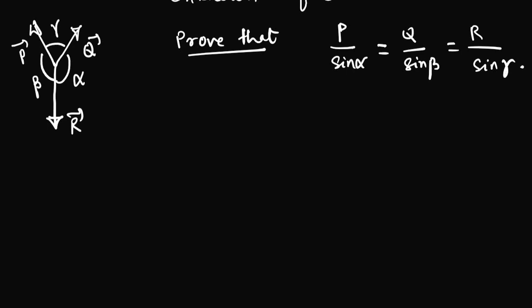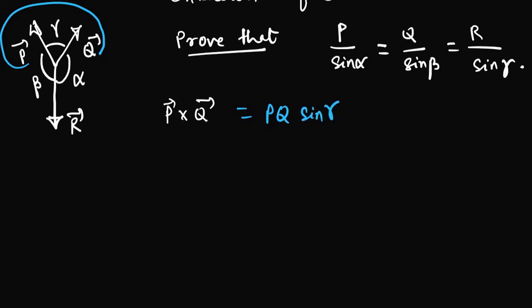Now taking the magnitudes of the cross products, if we take P cross Q, what would it be? P cross Q is PQ sine gamma, the smaller angle between them from P to Q. Similarly for the Q to R cross product you can write, and similarly for R cross P. I am writing all in a cyclic manner. After writing you will see it would be QR sine alpha, and RP or PR sine beta.